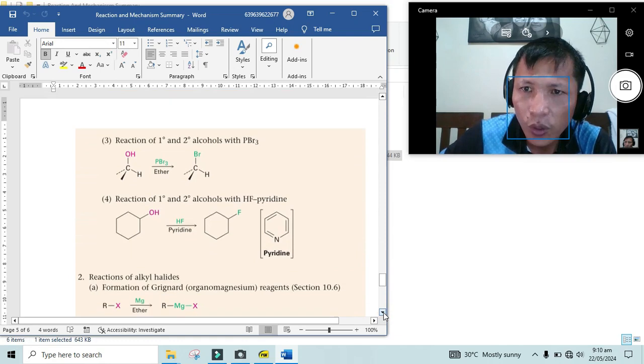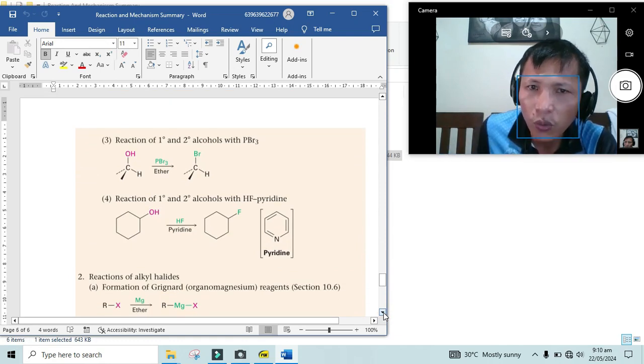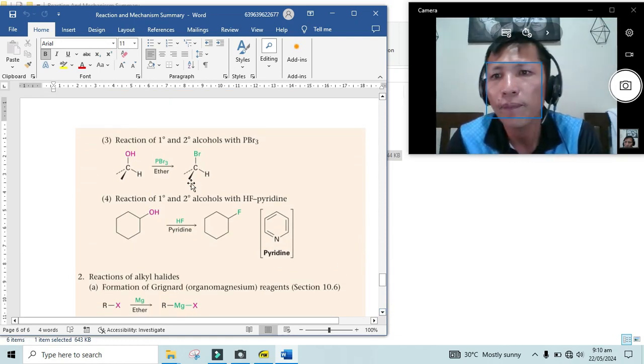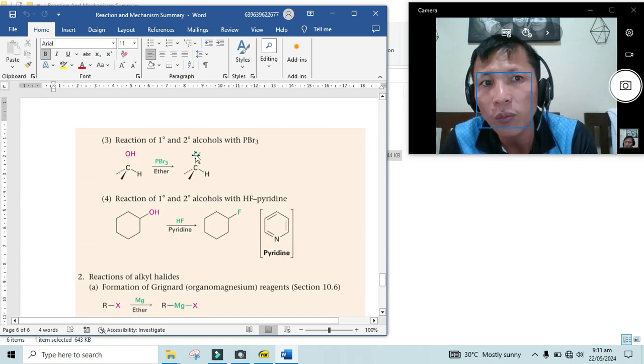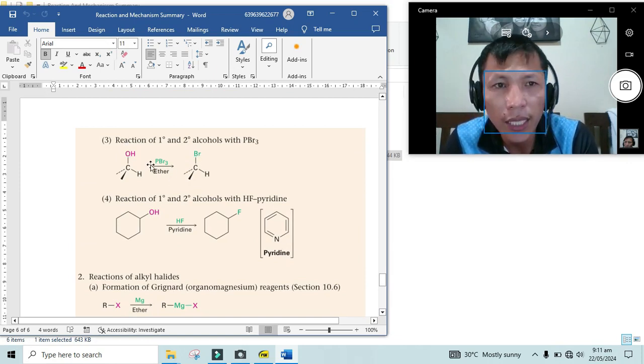And then you have your type 3 for 1 degree and 2 degree still. Mare-replace kapit nga OH with respect to Br liwat, but your reactant must be PBr3, your phosphorus tribromide. And your background, I think, is an ether, usually in the presence of ether. So mga research na kasi or mga chemical reactions that was done by scientists.